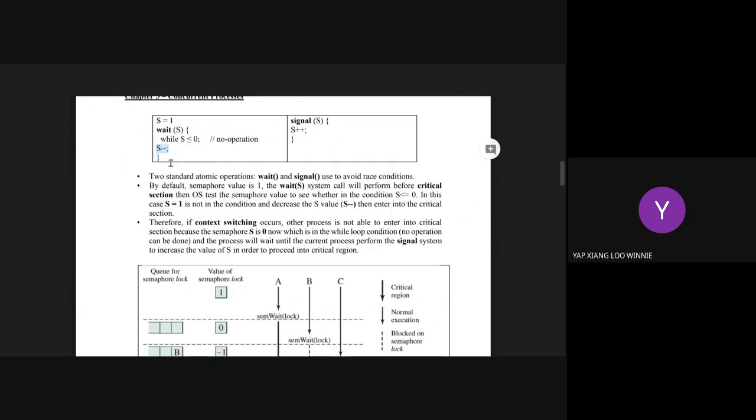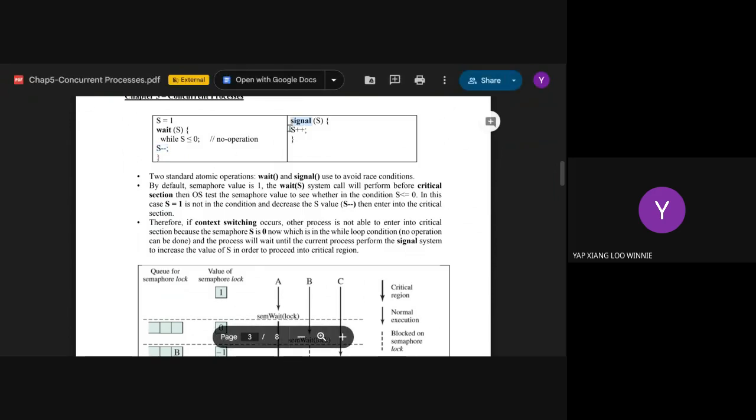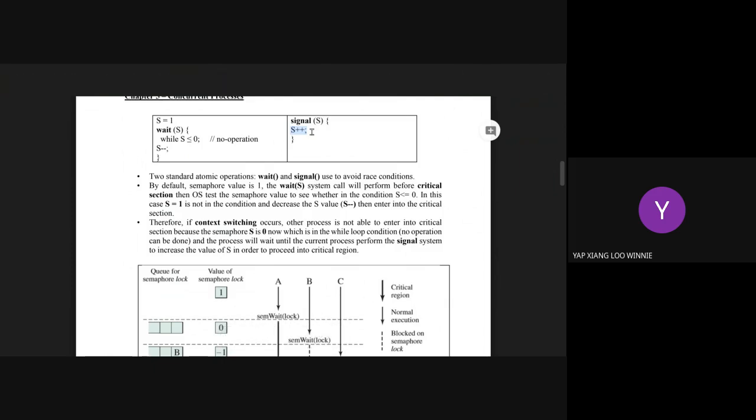You see that? Okay. So when my semaphore value is 0, it means that the process is currently in the critical region. We need to ensure mutual exclusion. No other process can go into the critical region until it is done. Okay, when the process finishes the critical region, it will call signal. So when you call signal, you get a plus plus increment. So just now it's 0. After you call plus plus, it will be 1. So it's back to the default semaphore value.